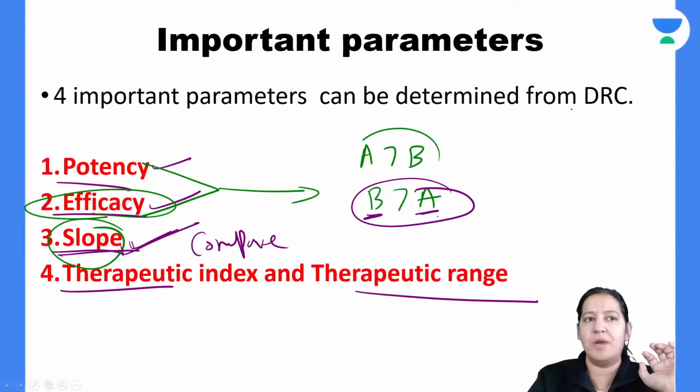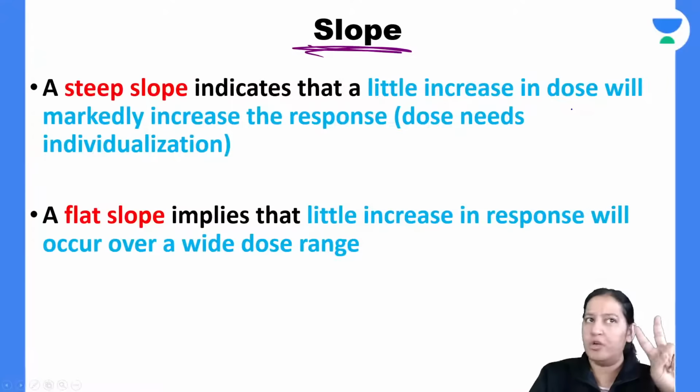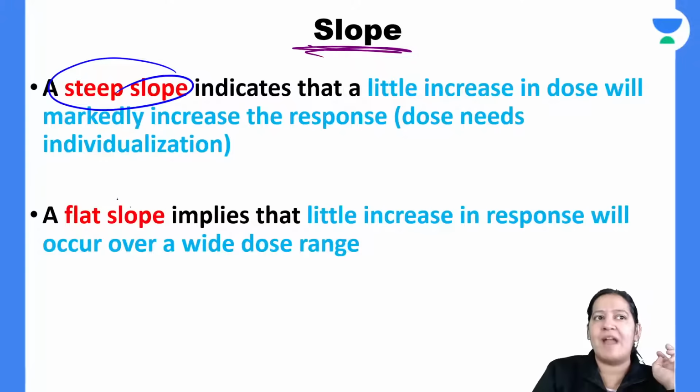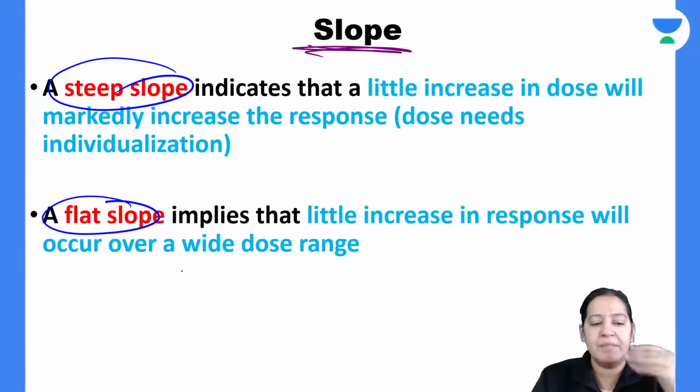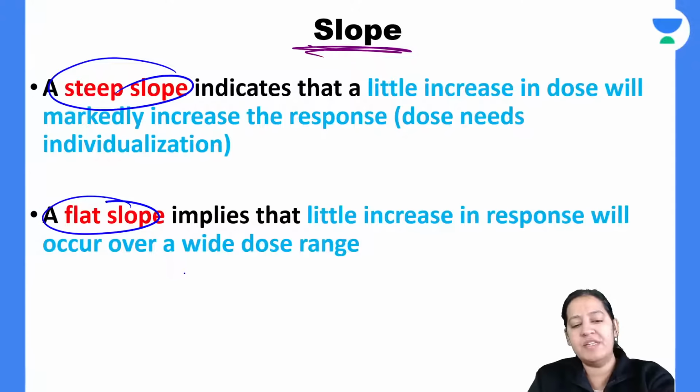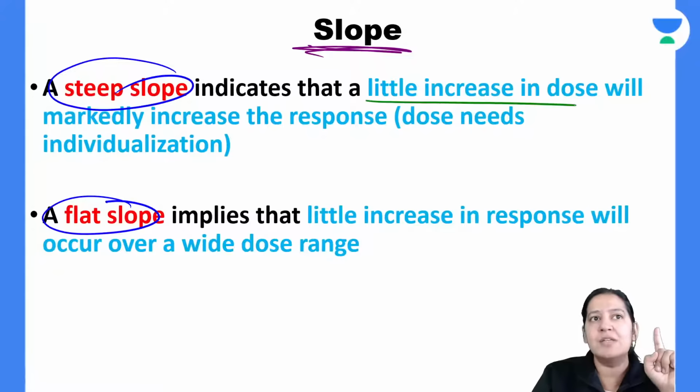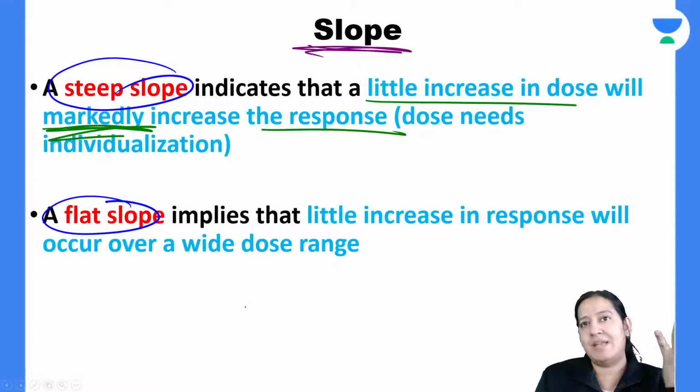Okay, let me take one more example which is given in KDT. So there are two slopes you understood, steep slope and flat slope. What's the definition of them? What is the definition of steep? Who will tell me the definition of steep? A little increase in dose increases the response drastically. That is steep.